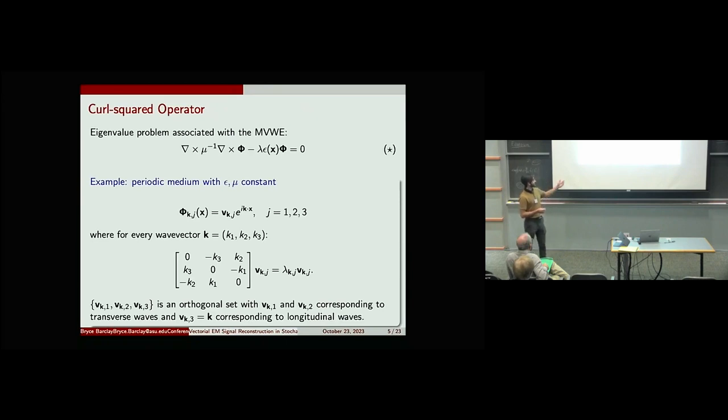To give an idea of what the solutions look like, what the eigenfunctions look like, we can pick a simple example of a periodic medium with the simplest case of just constant coefficients. We see that the eigenfunctions are plane waves, e to the ikx, with constant vector coefficients v_kj, and the v_kj's are obtained from this matrix. They're eigenvectors of this matrix, which is just k cross. Two of the vectors correspond to transverse waves, so they're orthogonal to the direction of propagation, and then the third is the wave vector k itself. And those are, of course, longitudinal waves.